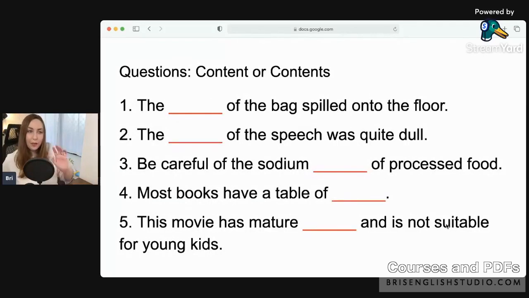So I have some questions for you so we can all participate. We have 5 questions. You're going to choose either content with no S or contents with an S. Number 1: the content or contents of the bag spilled onto the floor. Which one would you say? Would you say content or contents?